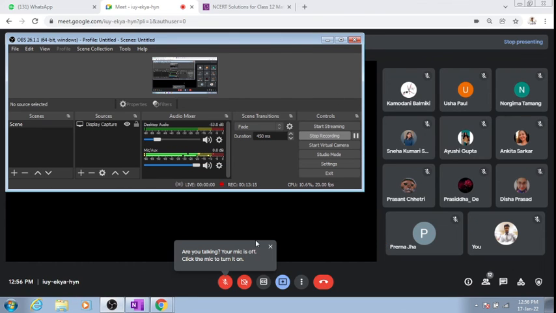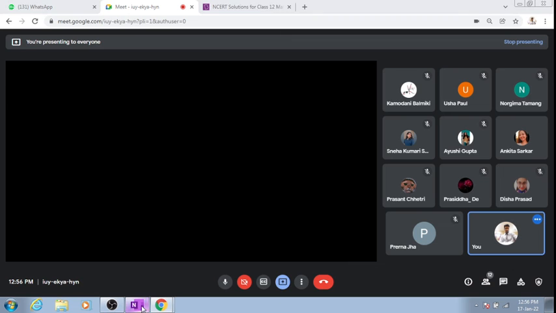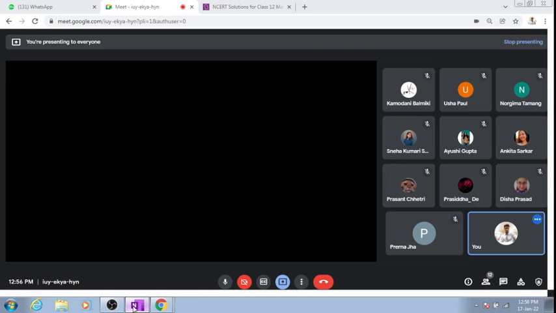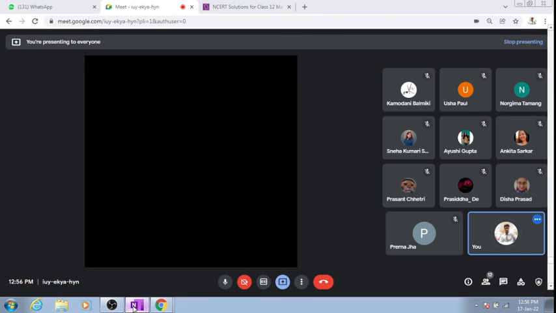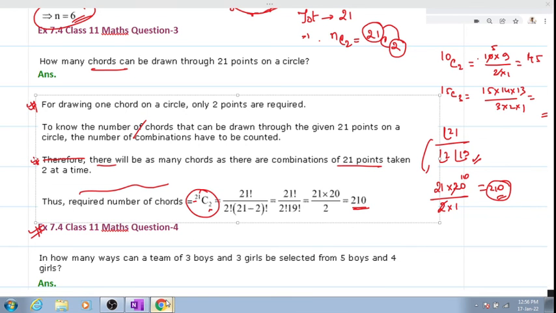Anybody done? How many are done with the numerical? Is my screen visible? Give me 1 second. This has turned to basic mode now, so is it visible?